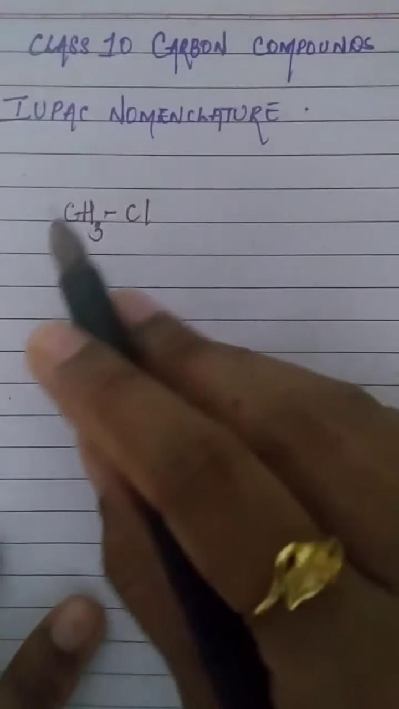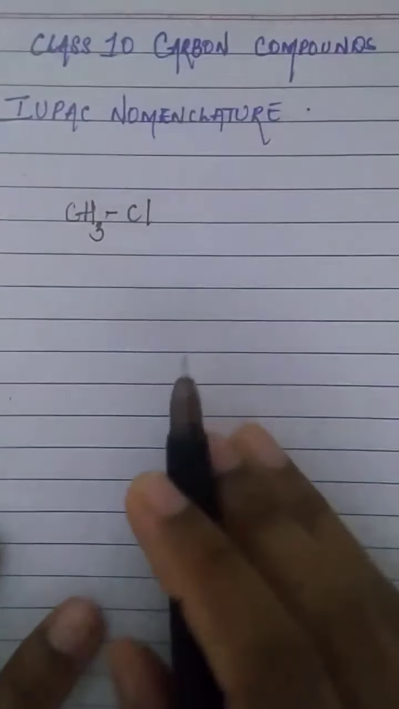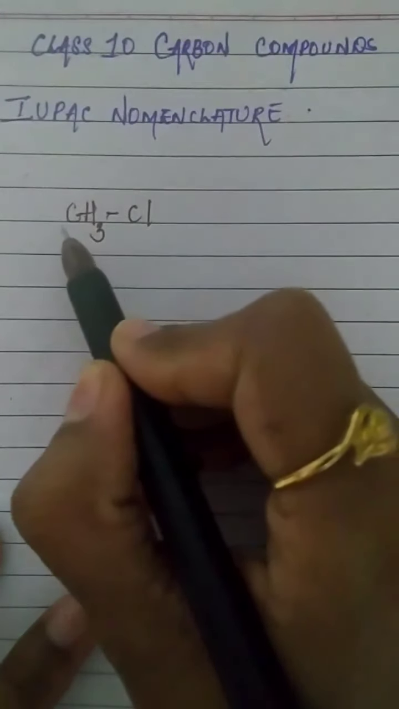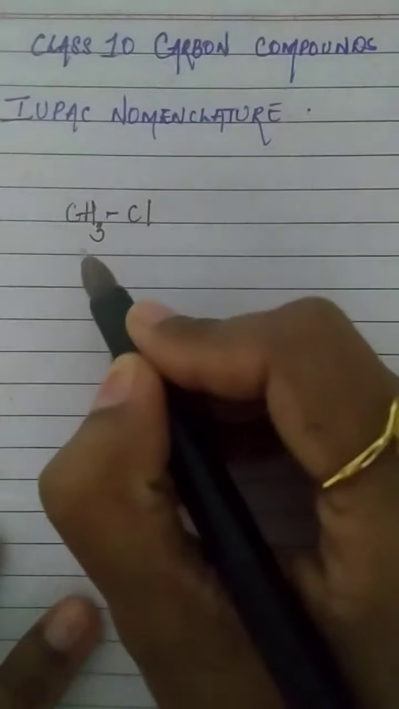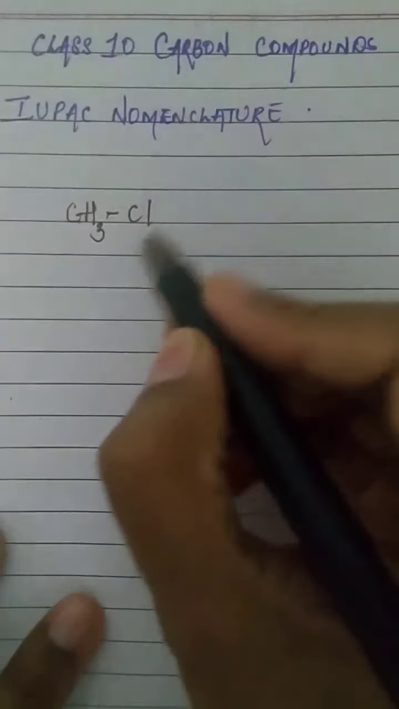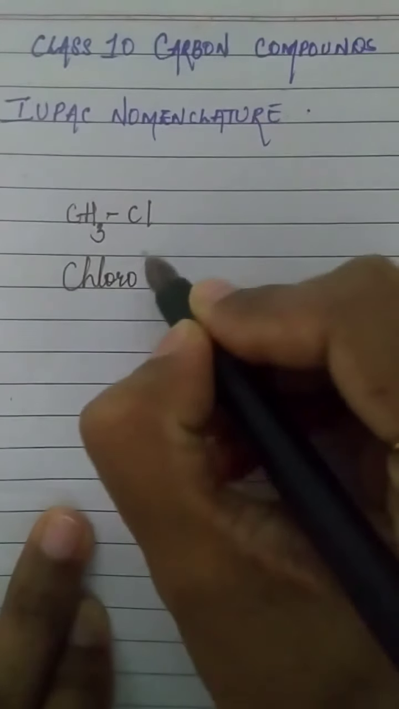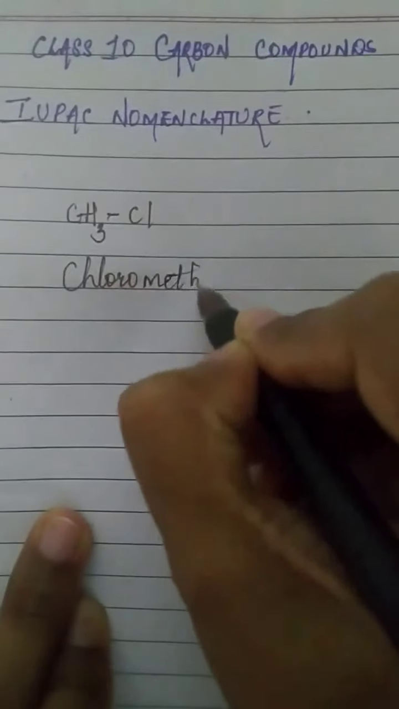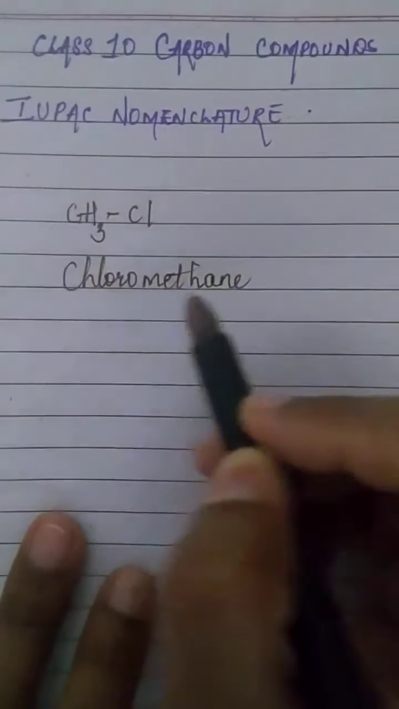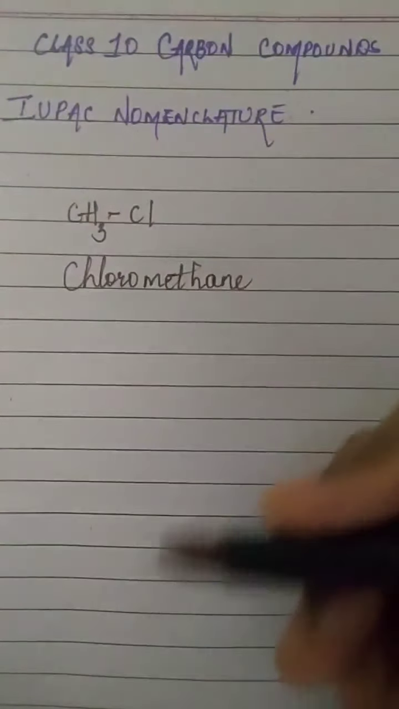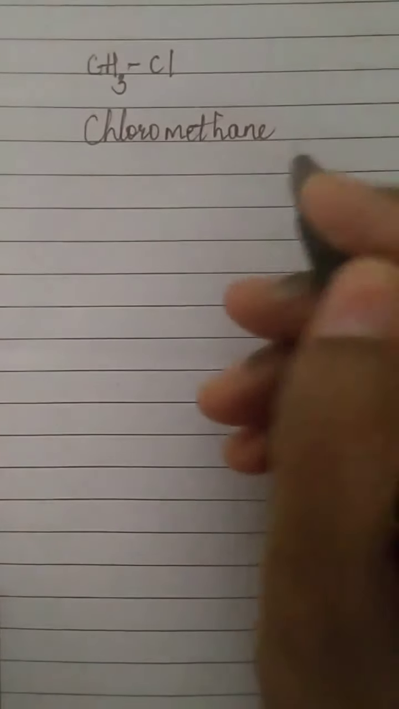Now, how will you decide the IUPAC nomenclature? What are the steps? As you can see in this compound, you have only one carbon. So, this is the easiest one. So, to the first carbon, you have a branch. So, this is named as chloromethane. Chloromethane is the IUPAC name of this carbon compound. Now, let us see the steps that we have to follow while writing the IUPAC nomenclature. We will understand only with the help of examples.